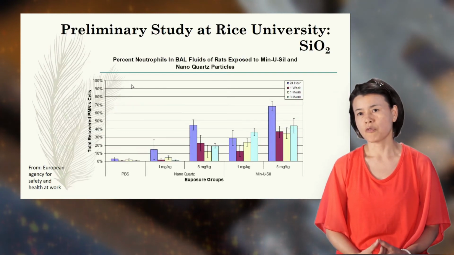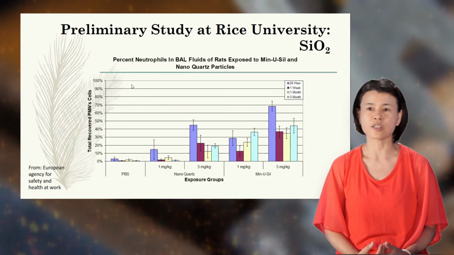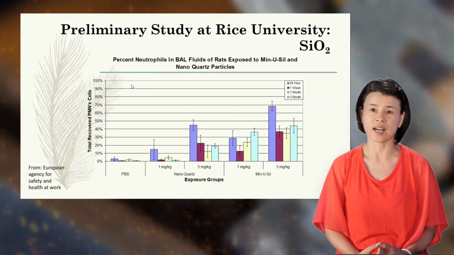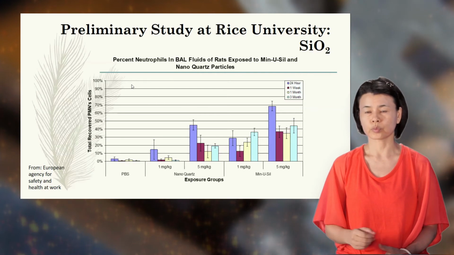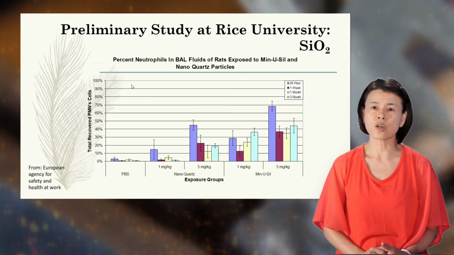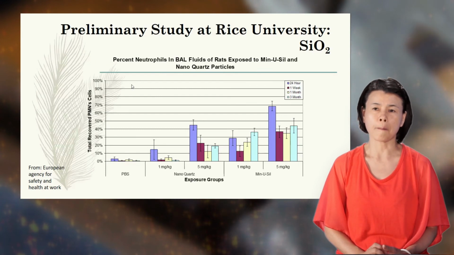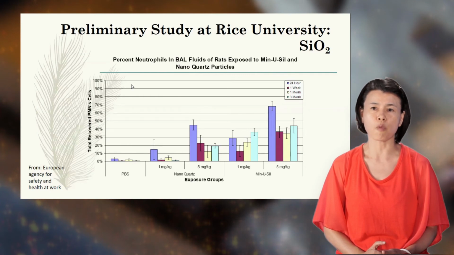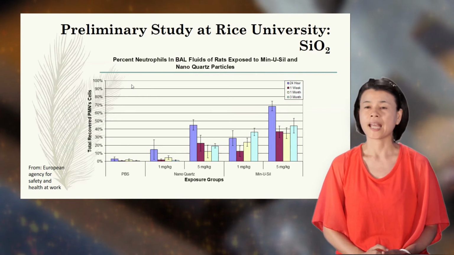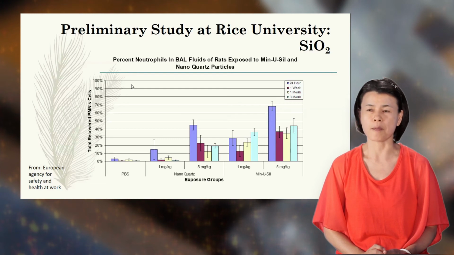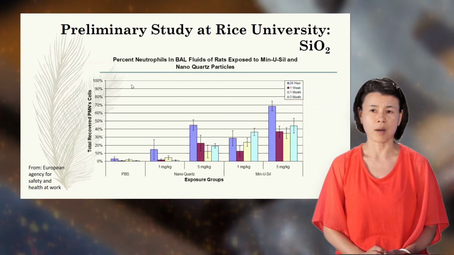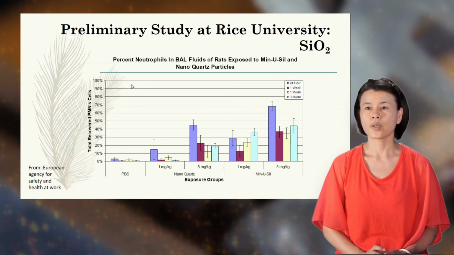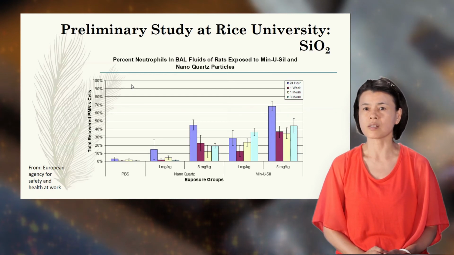Here is an example from a preliminary study at Rice University on the material silicon dioxide, SiO2. The horizontal axis shows three materials, PBS, nanoquartz, and mu-UCl, at low concentration of 1 mg per kilogram and high concentration of 5 mg per kilogram. In addition, the data were collected after 24 hours, 1 week, 1 month, and 3 months. We can only look at the data of 24 hours at this moment.